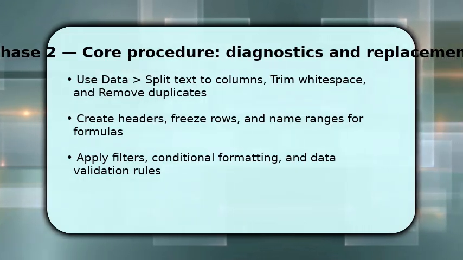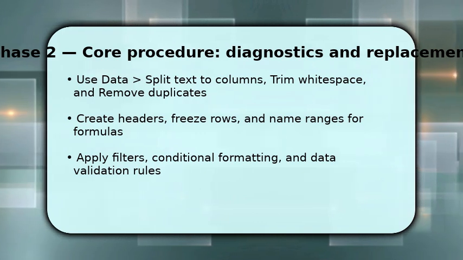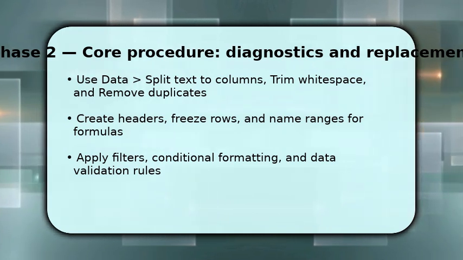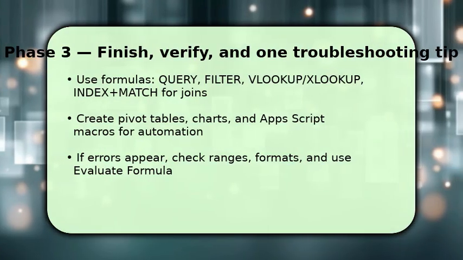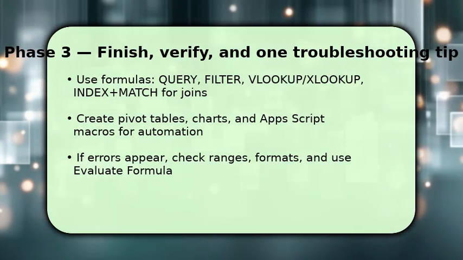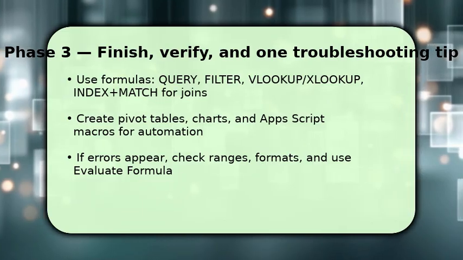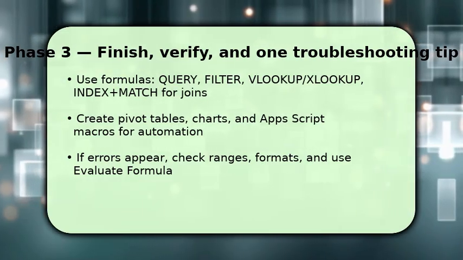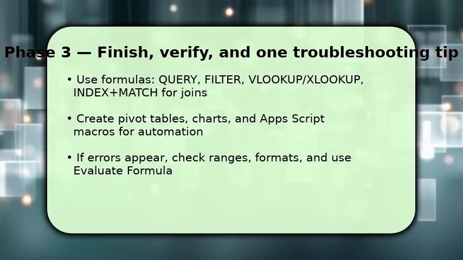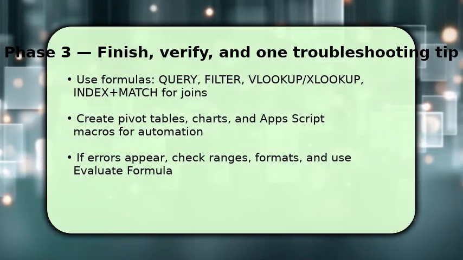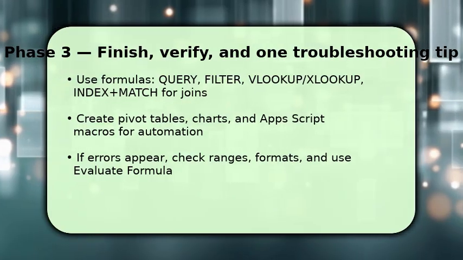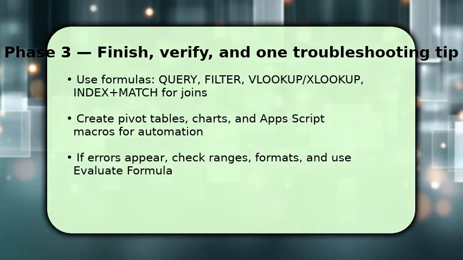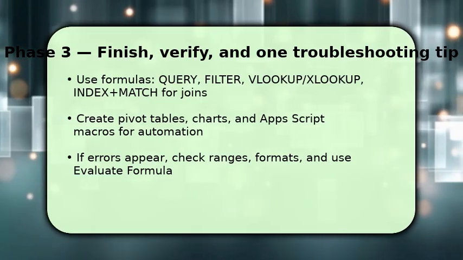Finally, run analysis and automate repetitive tasks. Build formulas: QUERY, FILTER, XLOOKUP, or INDEX plus MATCH to combine and summarize data. These are more robust than manual copies. Create pivot tables and charts for quick insights, and record or write Apps Script macros to automate exports or updates. If results look wrong, check ranges and cell formats and step through formulas to find mismatched types. One key troubleshooting tip.